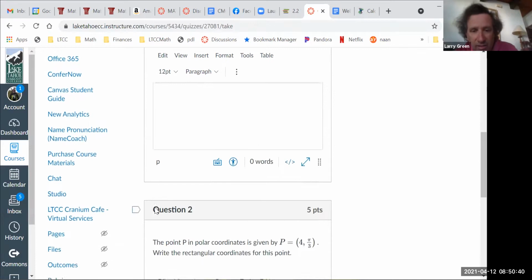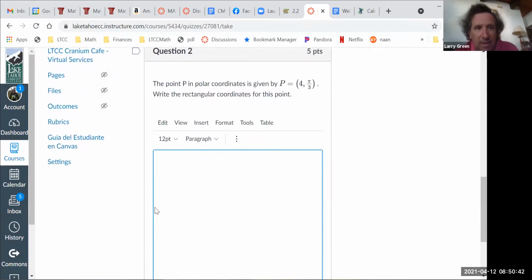Okay, so now let's go to question number 2. Question 2 is supposed to be pretty quick and easy. The point P in polar coordinates is given by P equals (4, pi over 3). Write the rectangular coordinates for this point. Okay, so we need to find out what x and y are. And hopefully you have the equations memorized because that is important. They're not that hard. How do we get x?